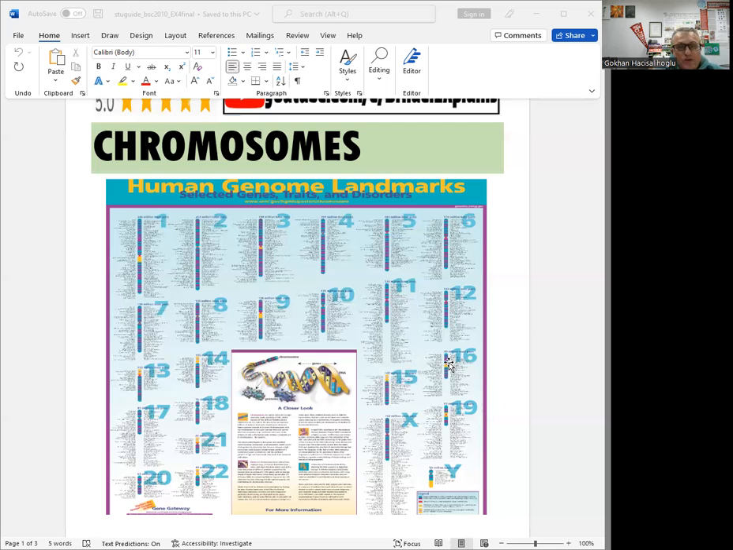Chromosomes can be autosomes, just 1 to 22, or sex chromosomes, like XX is female and XY is male. These sex chromosomes can carry X-linked or Y-linked traits, besides their determination of the gender of the next generation.